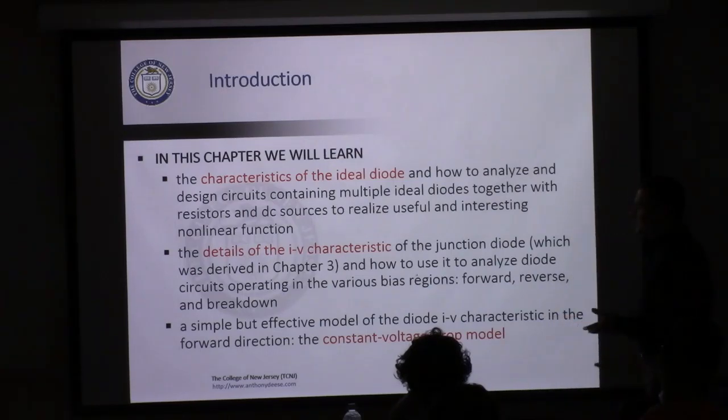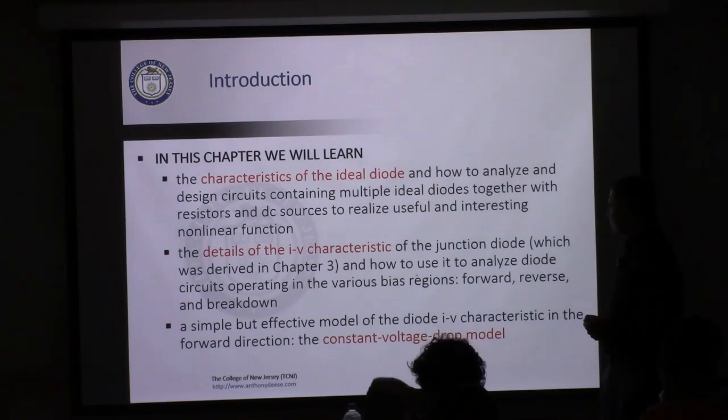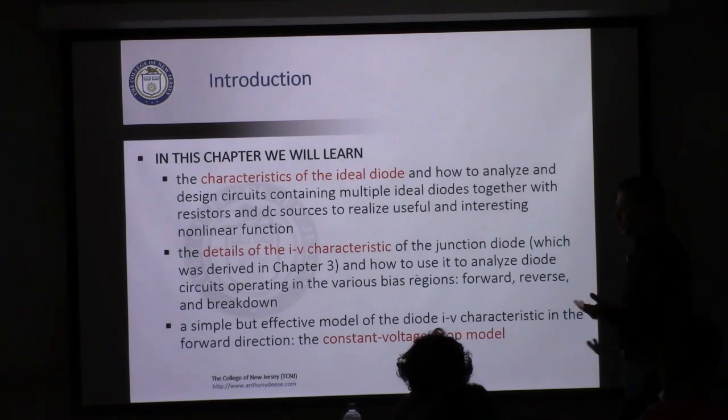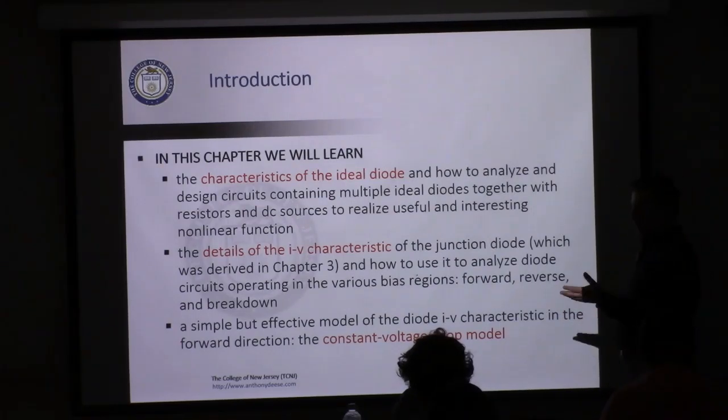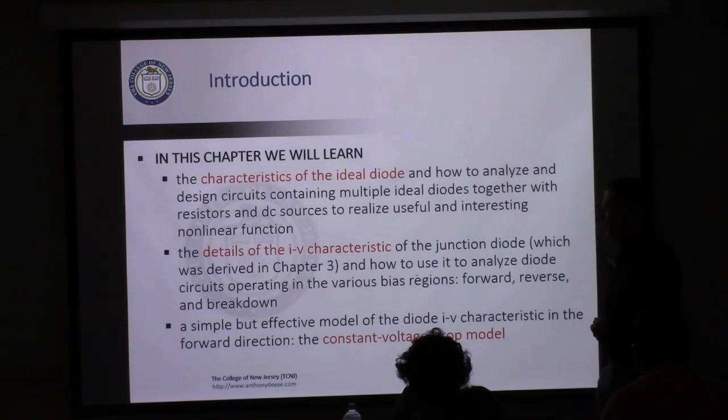We're going to talk about the details of the VI characteristic of the junction diode, which we derived in Chapter 3. We're going to talk about how to use it to analyze larger circuits based on the bias regions: forward, reverse, and breakdown. We're going to talk about a simple but effective model of the diode.